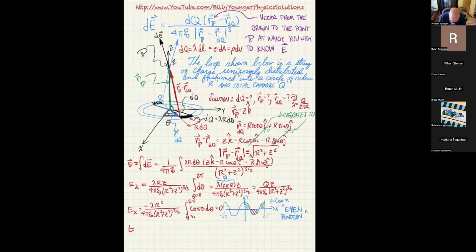And then we do E sub y. Again, pulling out the extraneous stuff, I get a negative lambda r squared. And these are just the constants. I said extraneous, but I really shouldn't call it extraneous, just the stuff that's not going to play any role in the integral.